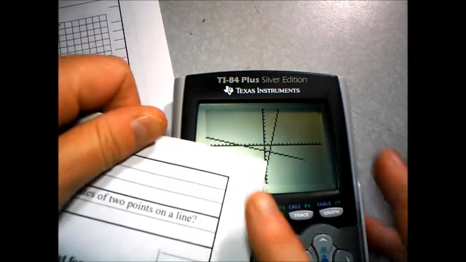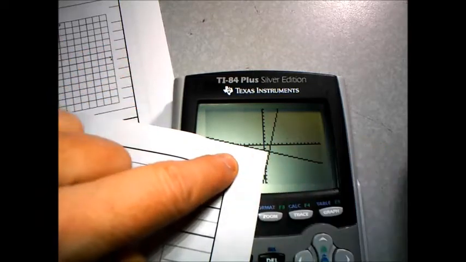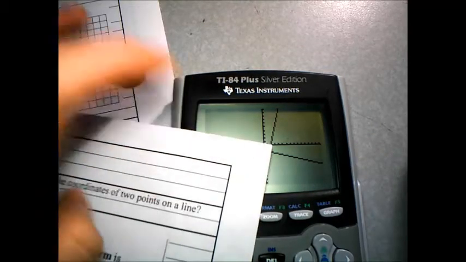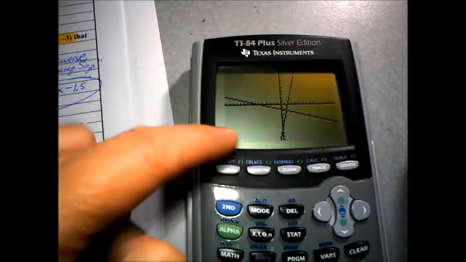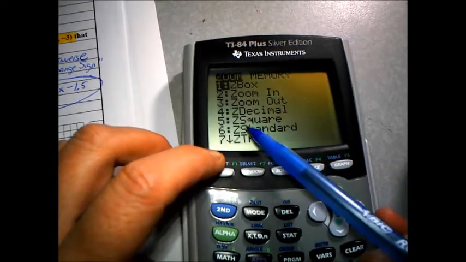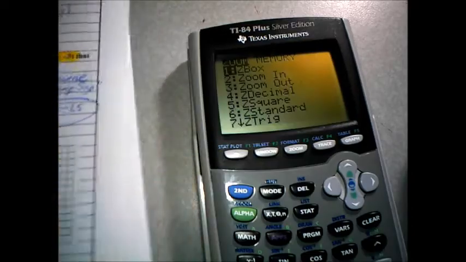So now if I check it, I can put a piece of paper on my calculator when I have it squared and see that that is actually a right angle. That means it is actually perpendicular, so that's a good call. Remember, to make sure your calculator is squared, you have to go down to zoom, and then number 5 is squaring it up. You can check just to make sure it's squared.